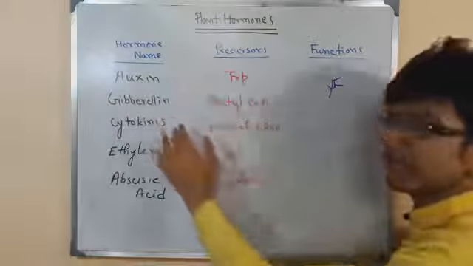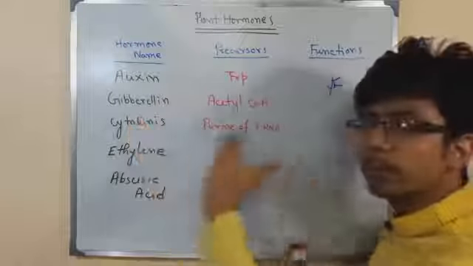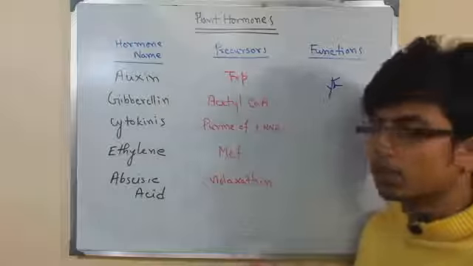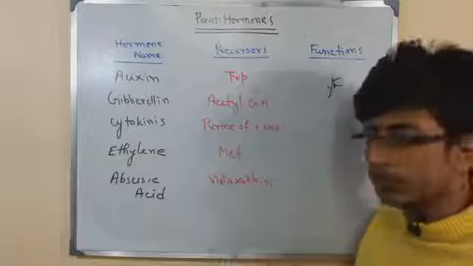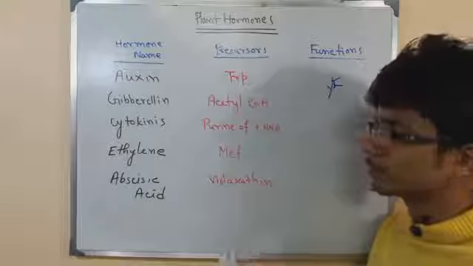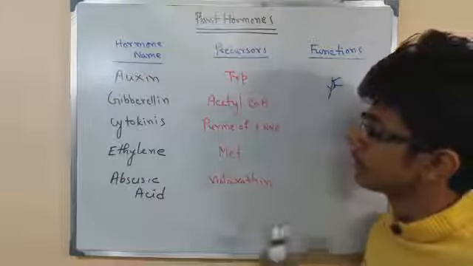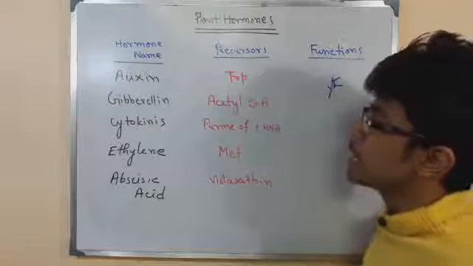Actually, auxin and cytokinin in many ways work together in the plant cell to raise the plant from the seedling stage. So it is raising the plant very well. It is helping in the growth of the plant.